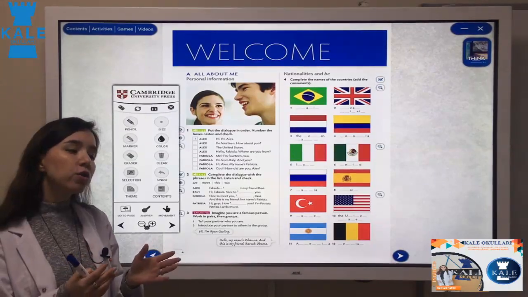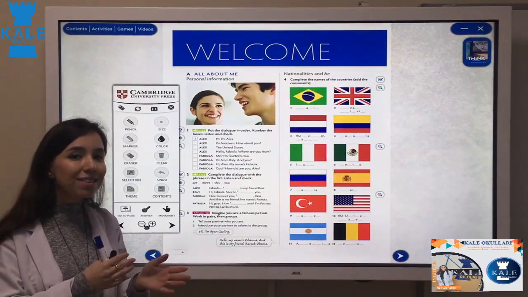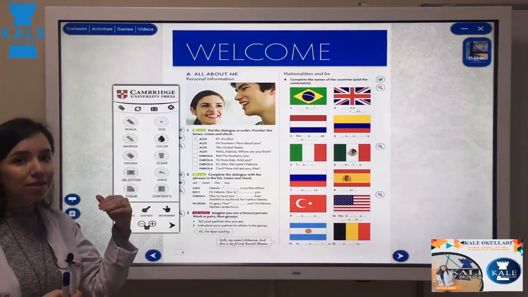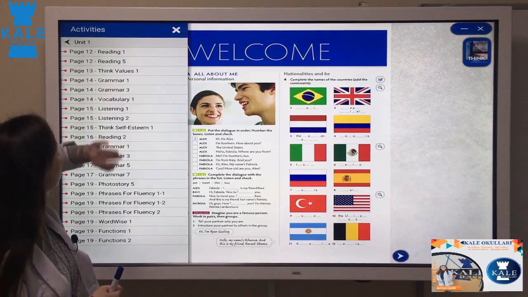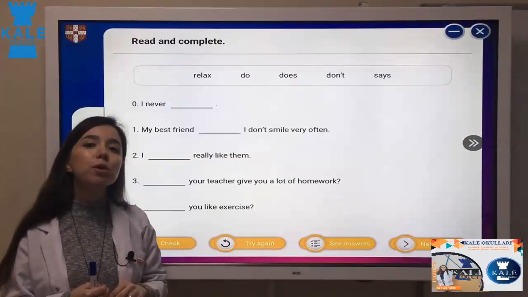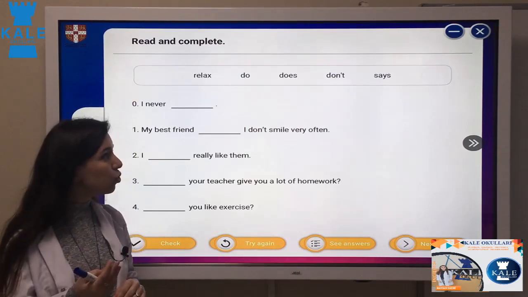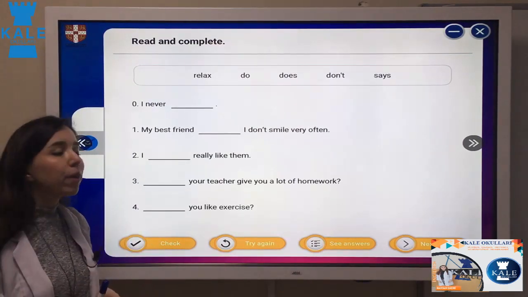In the other videos, we talked about the present simple, continuous, past simple. Now I want to do some exercises from this book. So let's open the activity, unit 1, page 14, the grammar form. This is about the present simple. First, I want to start from present simple to check some of them.